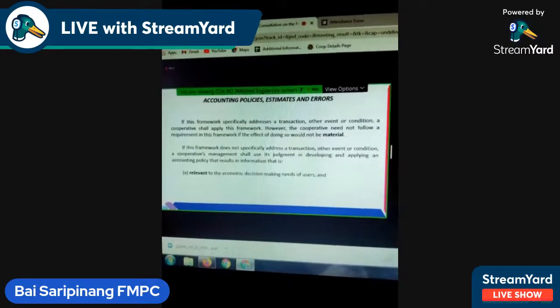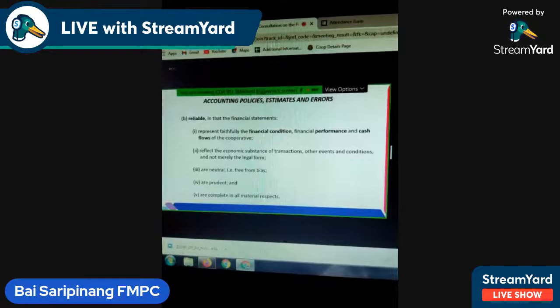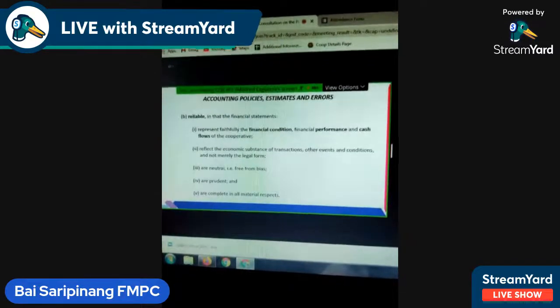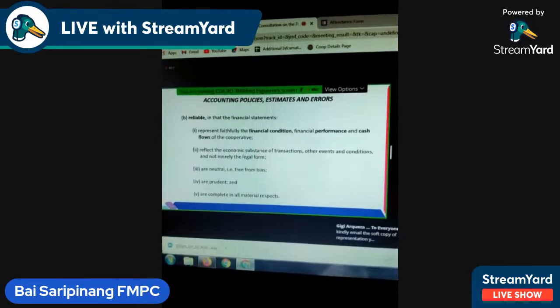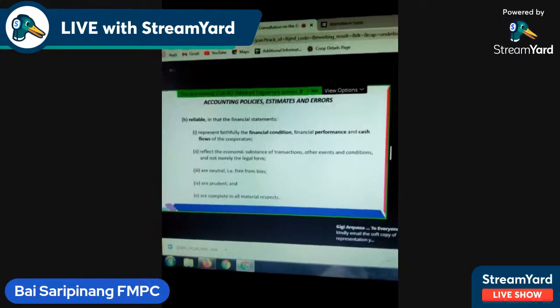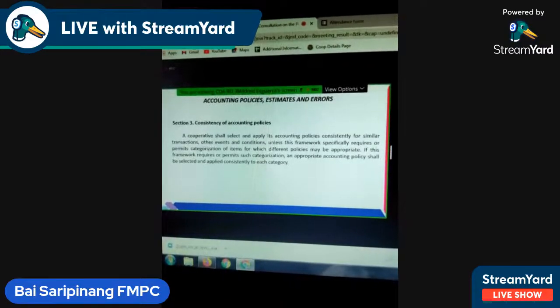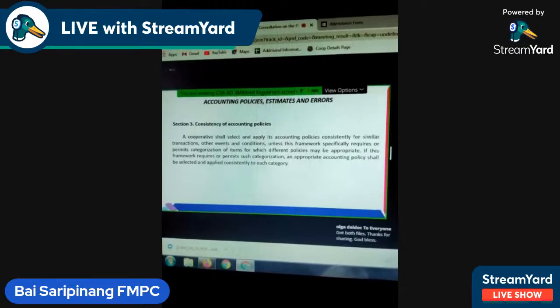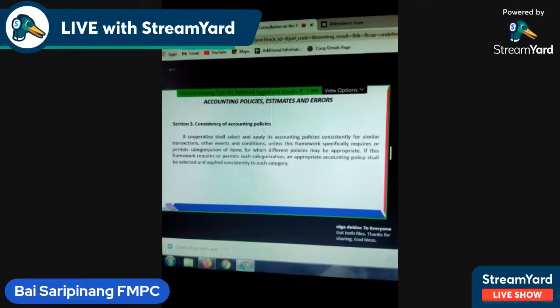Now, if this framework does not specifically address a transaction, other event or condition, the cooperative management shall use its judgment in developing and applying an accounting policy that results in information that is relevant to economic decision-making. It should be reliable in that the financial statements represent faithfully the financial condition, the performance, and cash flow. Still, it reflects the economic substance of transactions. They are neutral, free from bias, prudent, accurate, and complete in all material respects. So just the same, wala po tayong mga karagdagan doon.